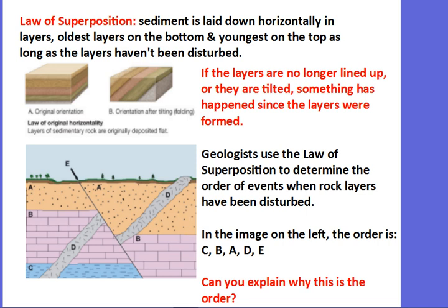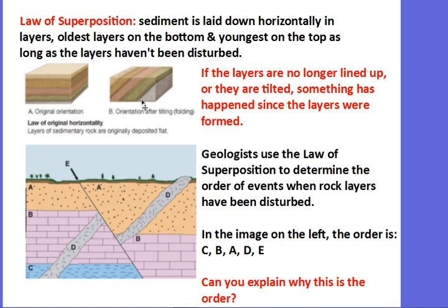So the law of superposition just says that when a sediment is laid down, it's laid down horizontally, like in this picture right here, in layers. The oldest layers on the bottom and the youngest on the top. As long as the layers haven't been disturbed, we can say that this is the youngest, this is the oldest.